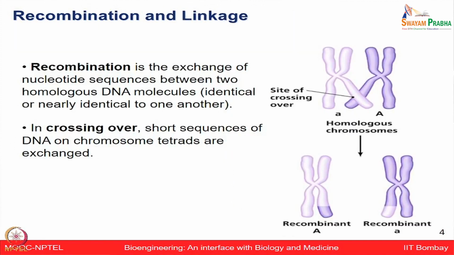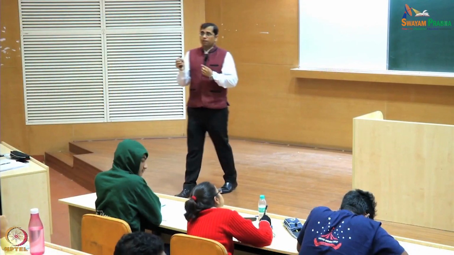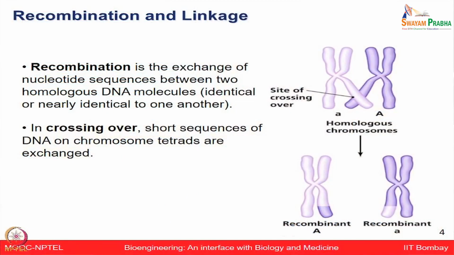If you remember from the meiosis image, these chromosomes are exchanging a small segment at a site which is known as crossing over. So from the male and female gametes, there are certain interchanges happening, and now you can see in recombinant A and recombinant small a, this part is actually transferred. All the genes which were part of this one have now come to this chromosome, and all the genes from this part have come to this chromosome.